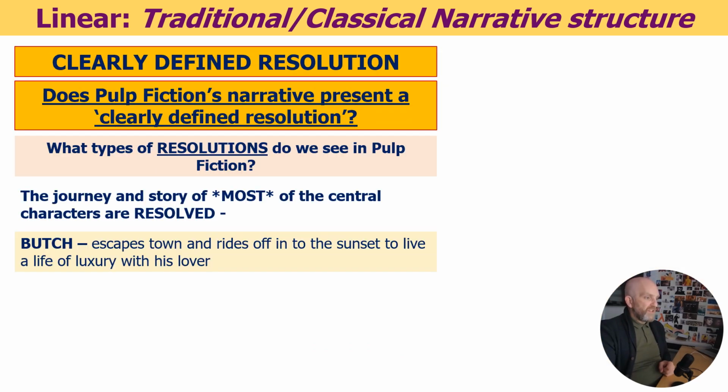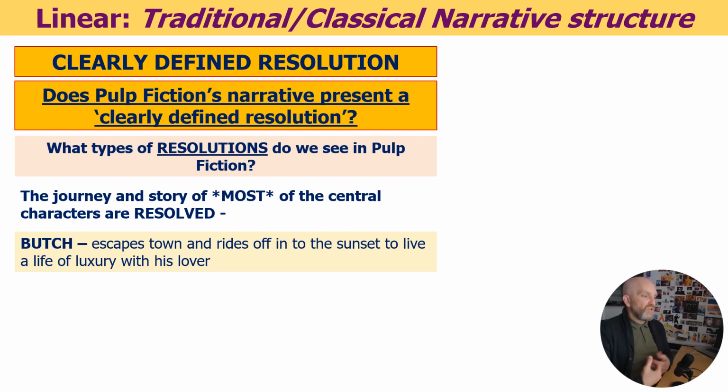So, clearly defined resolution. Linear narratives are driven by a goal, and that goal leads to a clearly defined resolution. So think of films: Luke Skywalker's goal, save his father, the Empire collapses, they all live happily ever after. A clearly identified goal and a clearly defined resolution, until Disney bought it, but that's another question. So what type of resolutions do we see in Pulp Fiction?